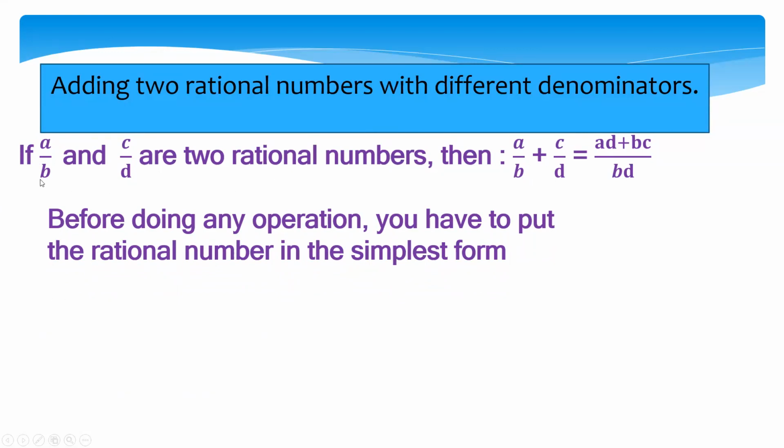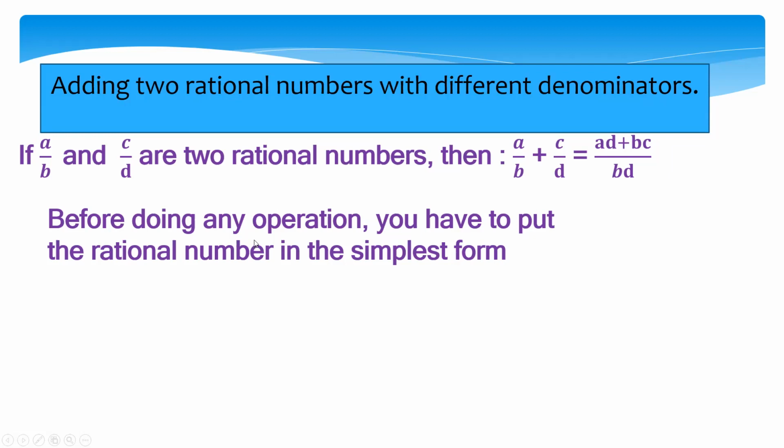Again, when I have two rational numbers with different denominators, what is the meaning of different denominators? In the first rational number, the denominator is B, and in the second rational number, the denominator is D. It means the two rational numbers have different denominators. How to add them? First, I will multiply the denominators B multiplied by D and make cross multiplication: B multiplied by C plus D multiplied by A.